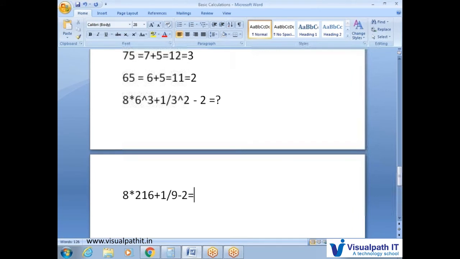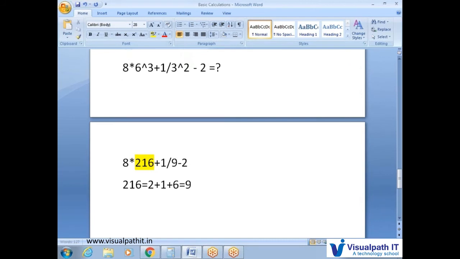216 means a 3 digit number, again converting into a single digit. 216 is equal to 2 plus 1 plus 6. So 2 plus 1 is 3, 3 plus 6 is 9. In this place you can write 9. Clear? So you can write 9.